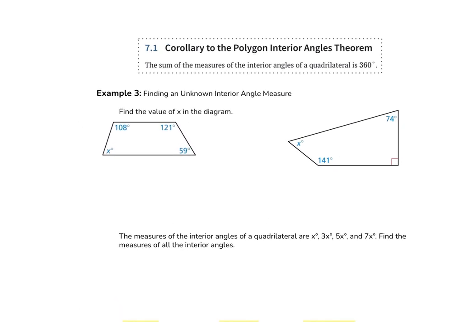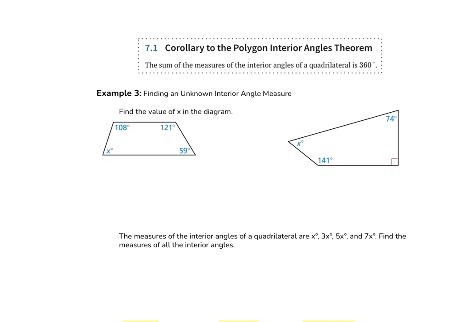Okay, we've seen a couple of these corollaries as we've gone throughout the year, and it's just some information that's attached onto the theorem that we just got done doing. The theorem we just did was talking about the inside angles of any polygon, and we talked about using n minus 2 times 180. But the sum of the measures of a quadrilateral.